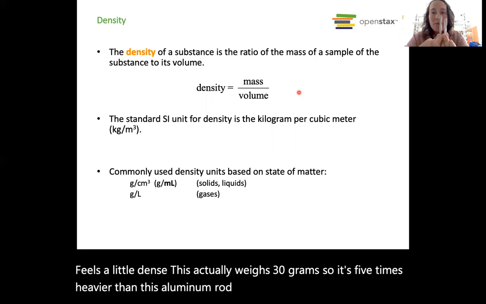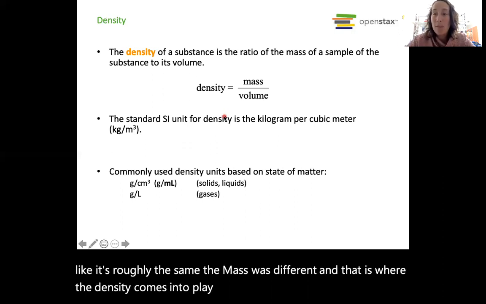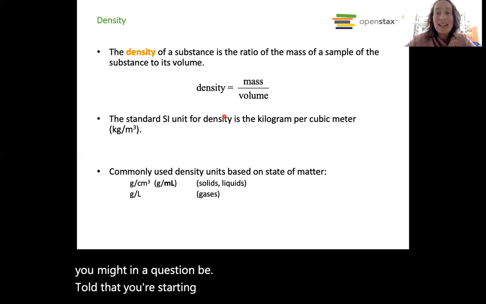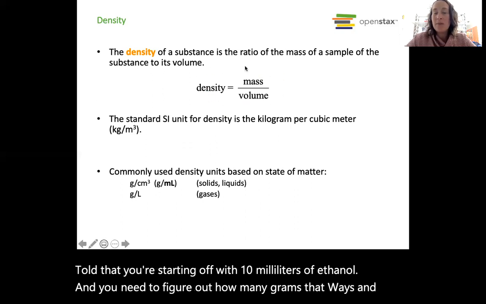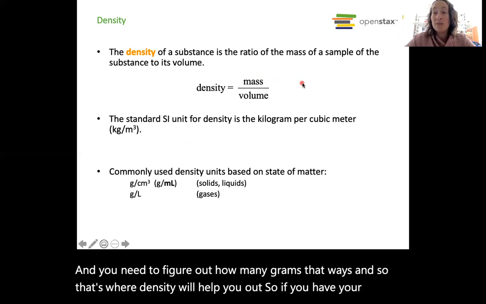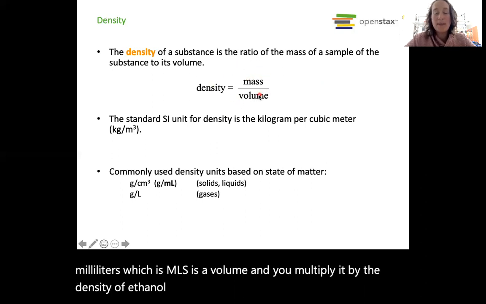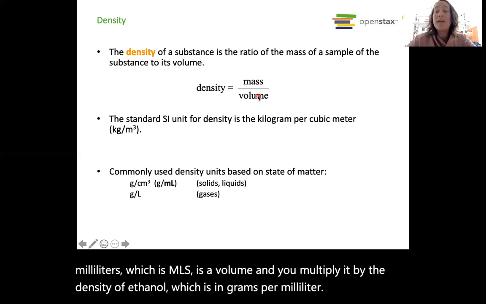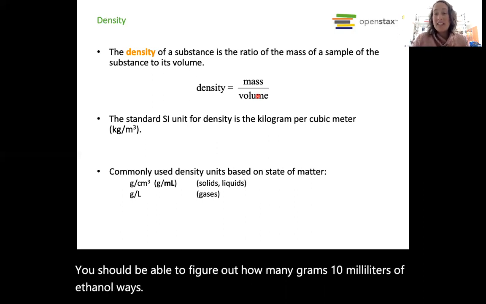So even though the volume looks roughly the same, the mass was different. And that is where density comes into play in a bunch of chemistry problems. In a question, you might be told that you're starting off with 10 milliliters of ethanol, and you need to figure out how many grams that weighs. That's where density will help you out. If you have your 10 milliliters, which is a volume, and you multiply it by the density of ethanol, which is in grams per milliliter, you should be able to figure out how many grams 10 milliliters of ethanol weighs.